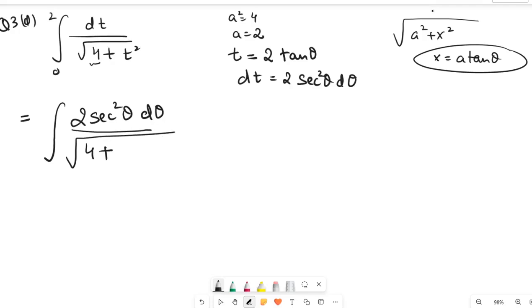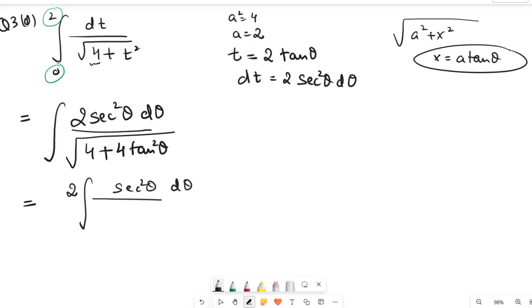t squared is 2 squared, which is 4 tangent squared theta. So you notice that we have the limits, but we will put the limits back in when we are back in t's terms. Remember that at the end, okay? 2 comes out, secant squared theta d theta. In the square root, there is 4 and 4. So this would be 4 out, 1 plus tangent squared theta.